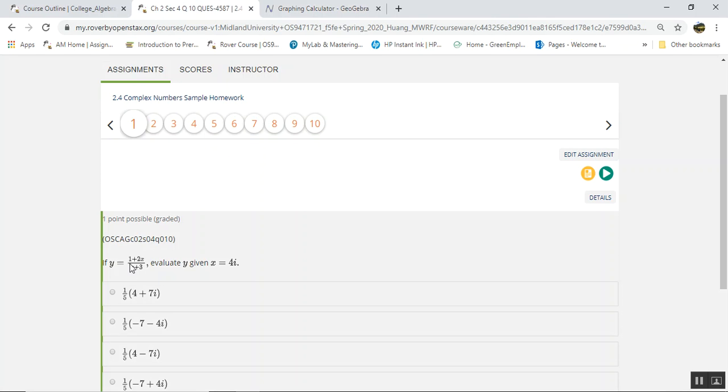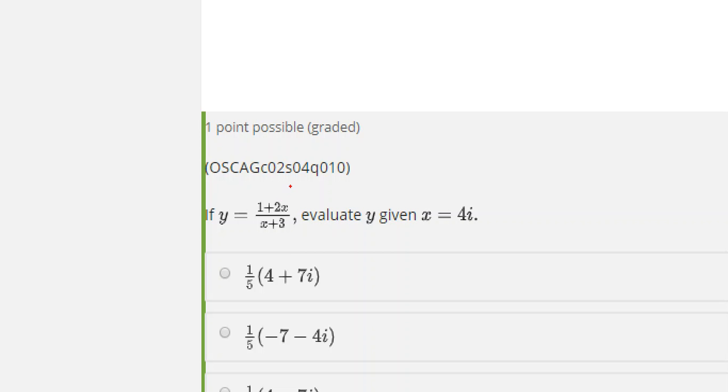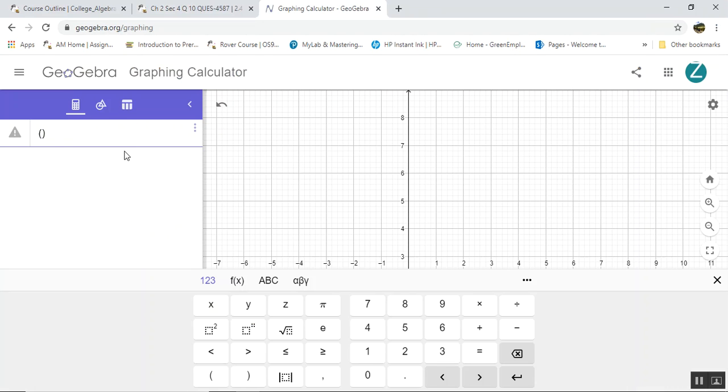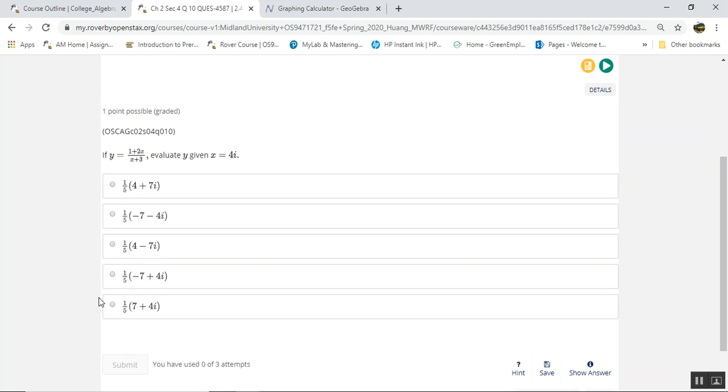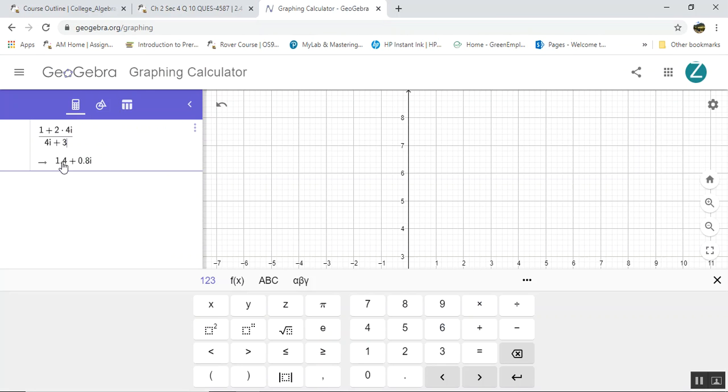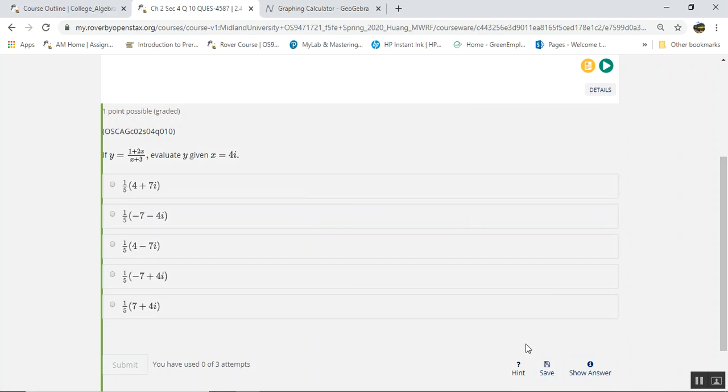So if you remember, this is 1 plus 2 times 4i divided by 4i plus 3, right? So you can do that by typing 1 plus 2 times 4i and then divided by 4i plus 3. And then this is the expected answer. So now you have something that you expected. Of course, in this case, it will be a fraction. But here, your answer is in decimal, but they should be equivalent. So that's my hint for this particular problem.